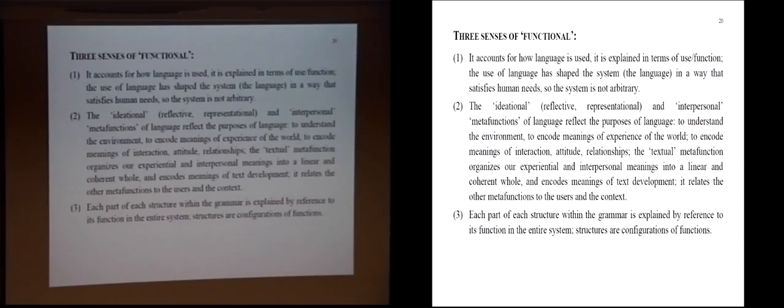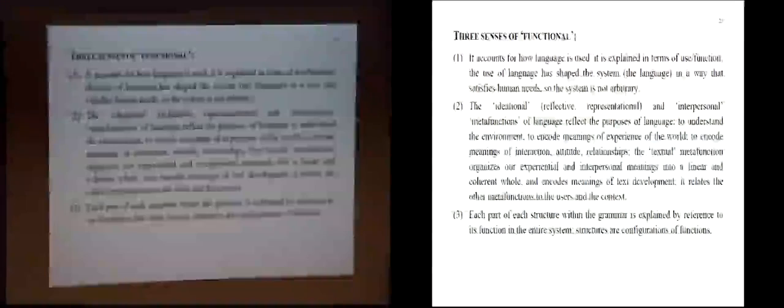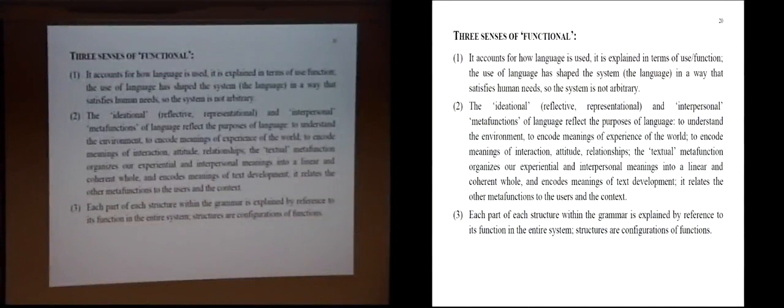There are many different ways that we can express the same ideational meaning. We have an experience in the world and then we have different ways of talking about it. So that's understanding the environment. And then we also have meanings of interaction, attitude, relationships. Those are the interpersonal meanings. What's going on when I'm talking to you?